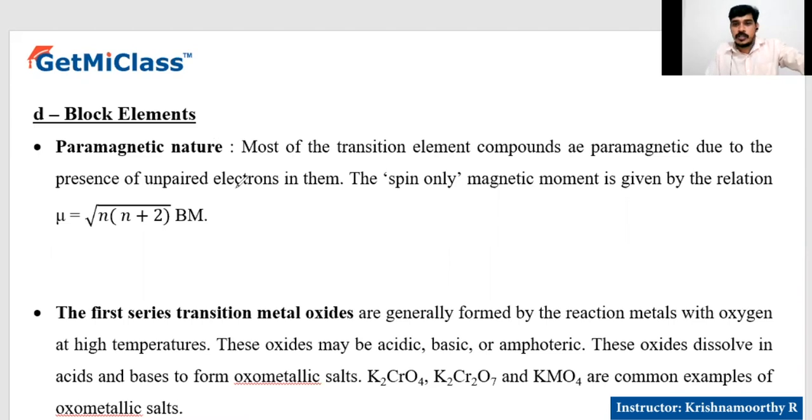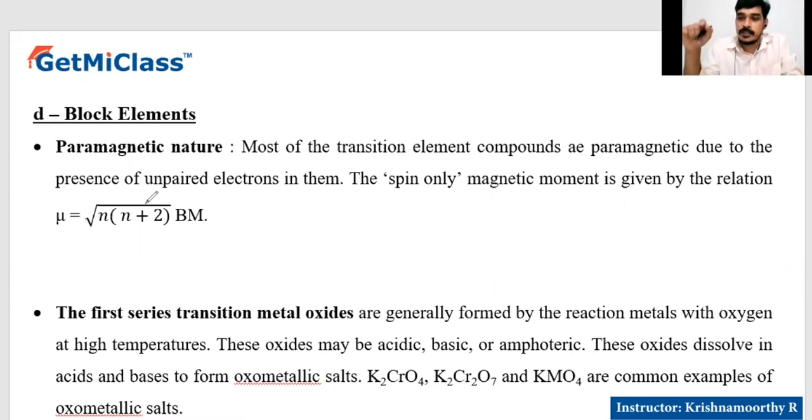Paramagnetic nature. Most of the transition elements are paramagnetic due to the presence of unpaired electrons in them. The spin-only magnetic moment is given by the relation mu = √(n(n+2)) Bohr magneton. So any element, atom or ion, or a d-block element in its compound, will be paramagnetic and colored only if it contains at least one or more unpaired electrons.